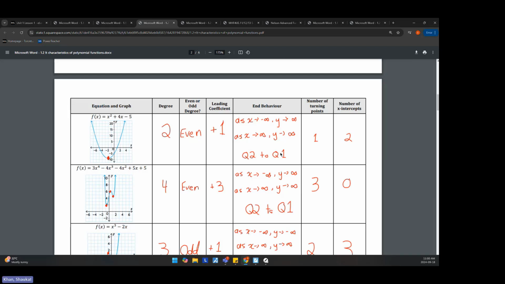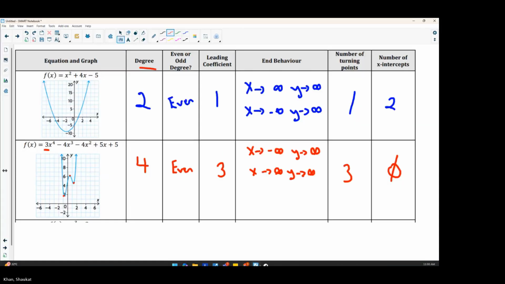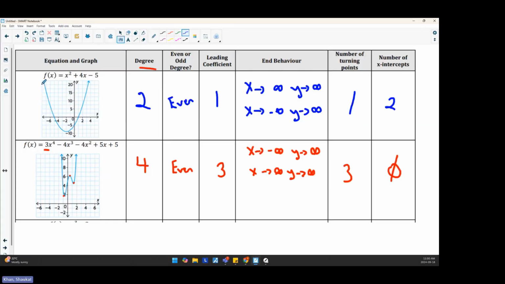Oh, I forgot to label which quadrant it's starting and ending in. I apologize for that; it is something I should have done. It's starting from quadrant 2 and ending in quadrant 1. Remember, we always read from left to right. And this also just happens to be from 2 to 1.